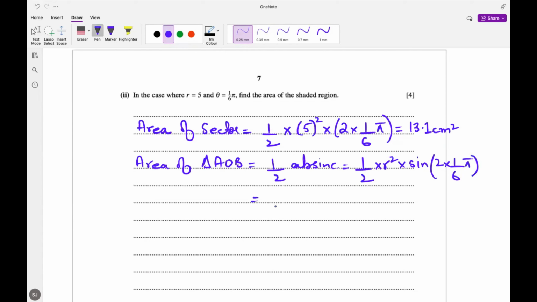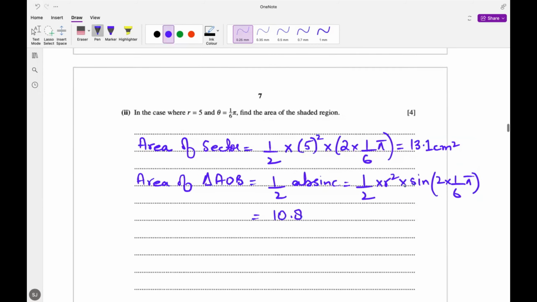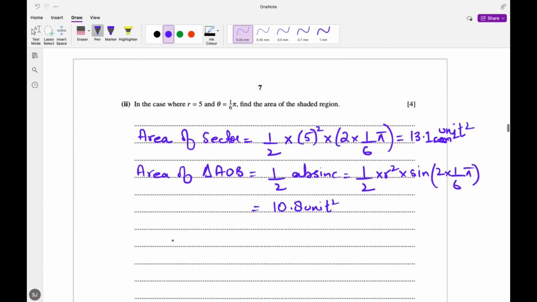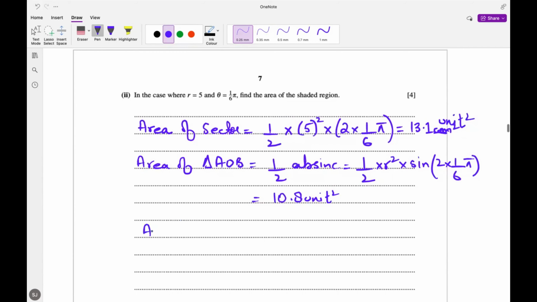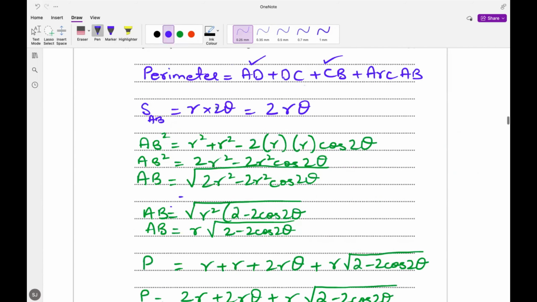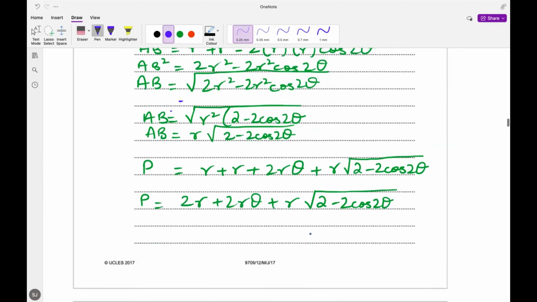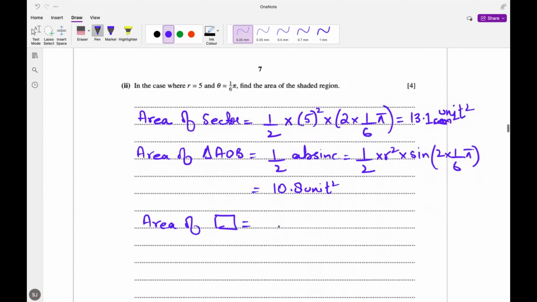Substituting this value in the calculator, we'll get the area of the triangle as 10.8. The units in this case, there are no units, so we'll not include them, but we give our unit as unit squared. So this all will also be a unit squared. To find the area of the rectangle ABCD, we'll multiply the length R with the length of DC or AB, which is equal to R times square root of 2 minus 2 cos theta.